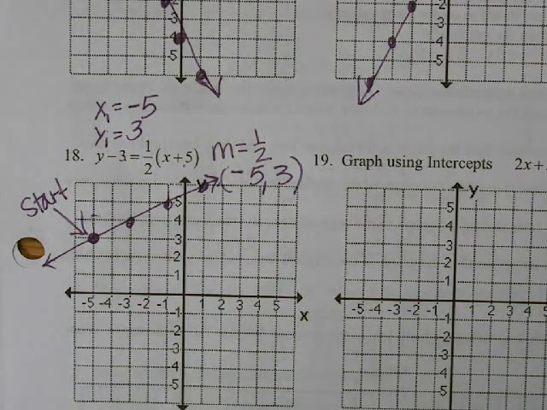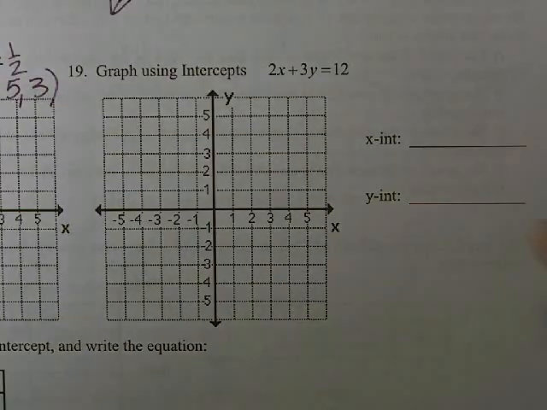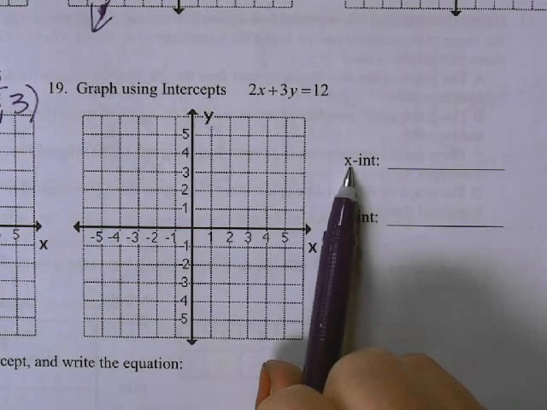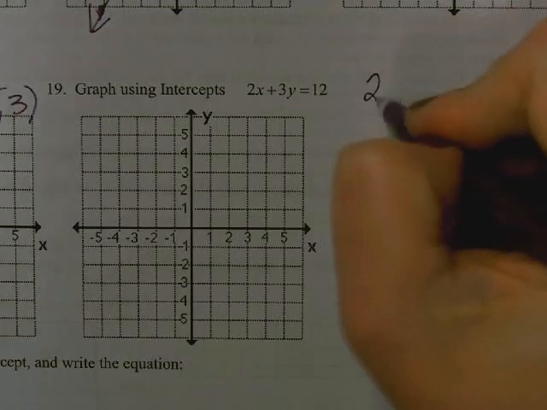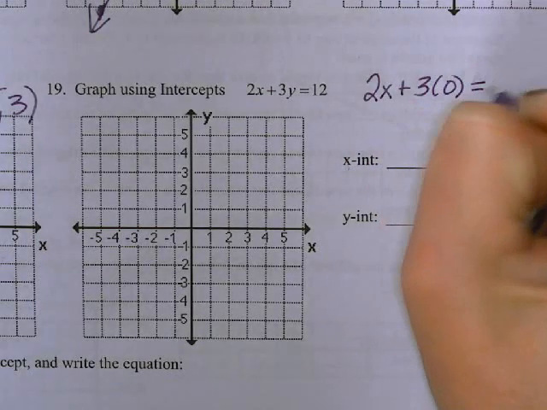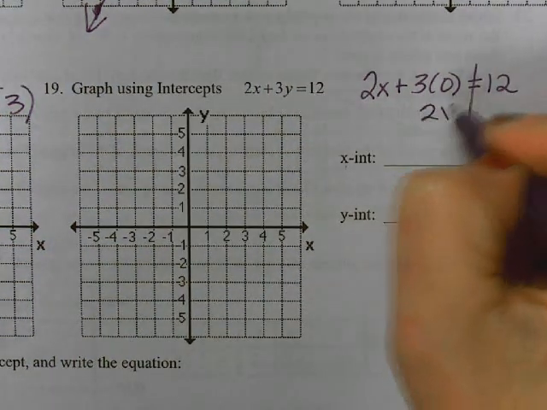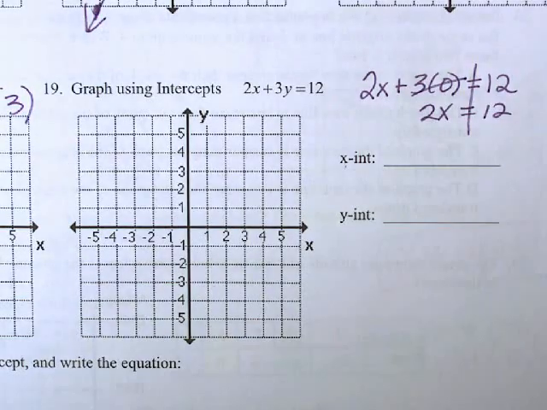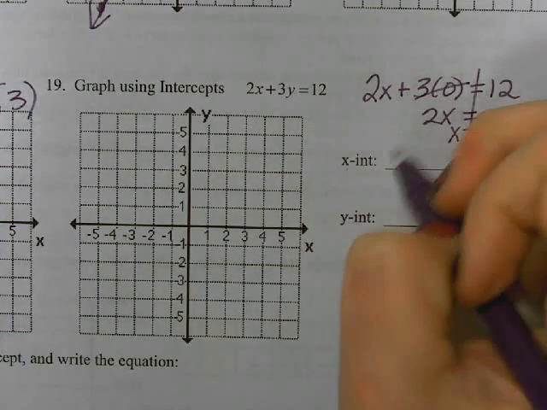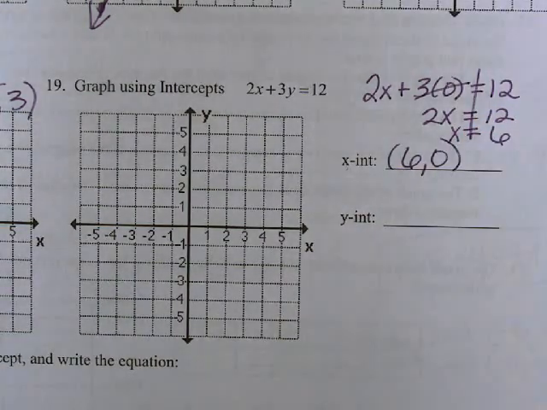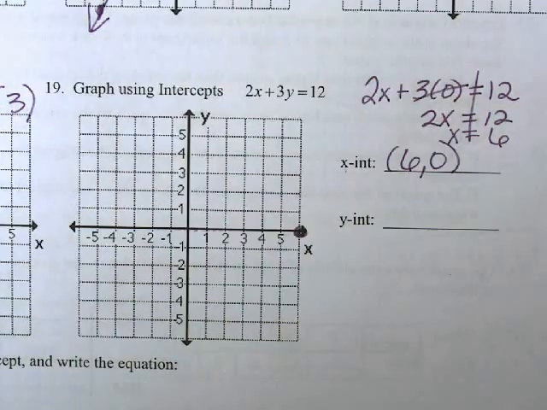Alright, number 19 says to graph using the intercepts. So to graph using the intercepts, what you're going to do is you're going to find your x-intercept. Remember, your x-intercept is when y is 0. So I'm going to do 2x plus 3 times 0 equals 12. And I'm going to solve it. Remember, that means 2x equals 12 because 3 times 0 is just 0. So that means that your x equals 6. Remember, that means my ordered pair has a 6 in the x spot and a 0 in the y spot. I'm going to go to the x-axis and I'm going to put a dot at 6.